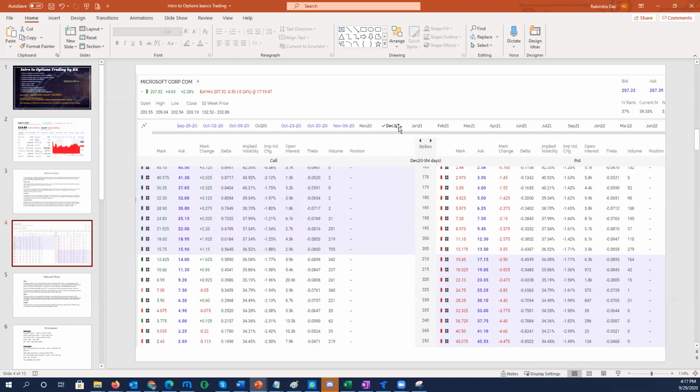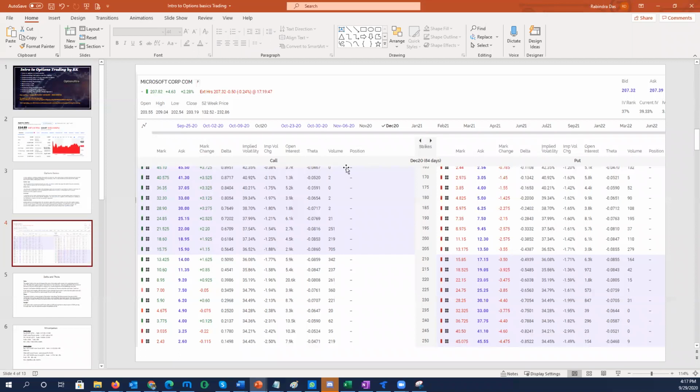Now these are the expiration dates: September 25, October 2, October 9, October 20, October 30. I have taken the example here of December 20. If it is December 20, how many days are left? 84 days left. So if you buy the 210 strike, this is the premium. If you see the mark and ask, this is the premium.